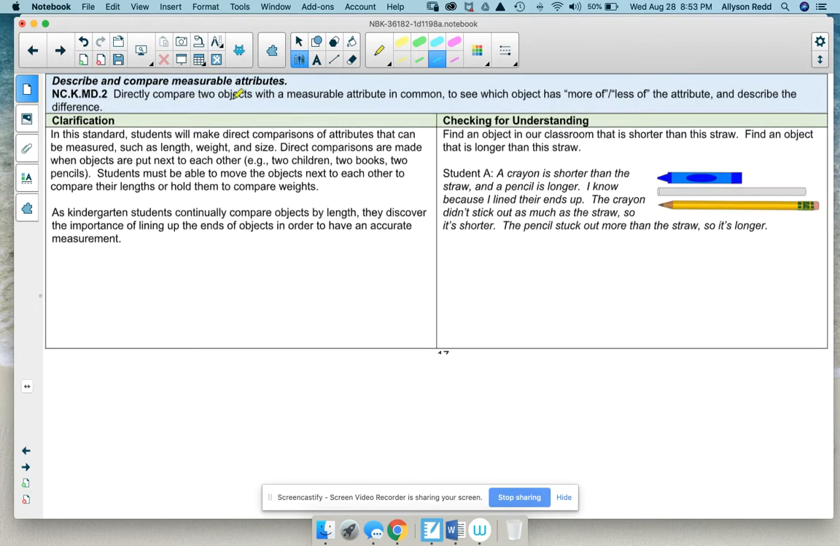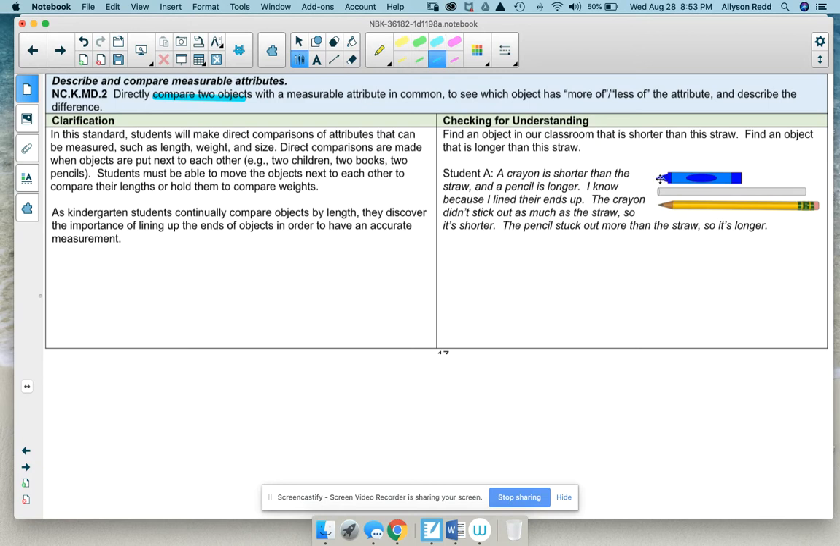Okay, going back to MD2, here we're talking about comparing two objects, right? If we have this crayon and pencil, we're looking at comparing it to the straw. So the crayon is shorter than the straw, or the pencil is longer than the straw.